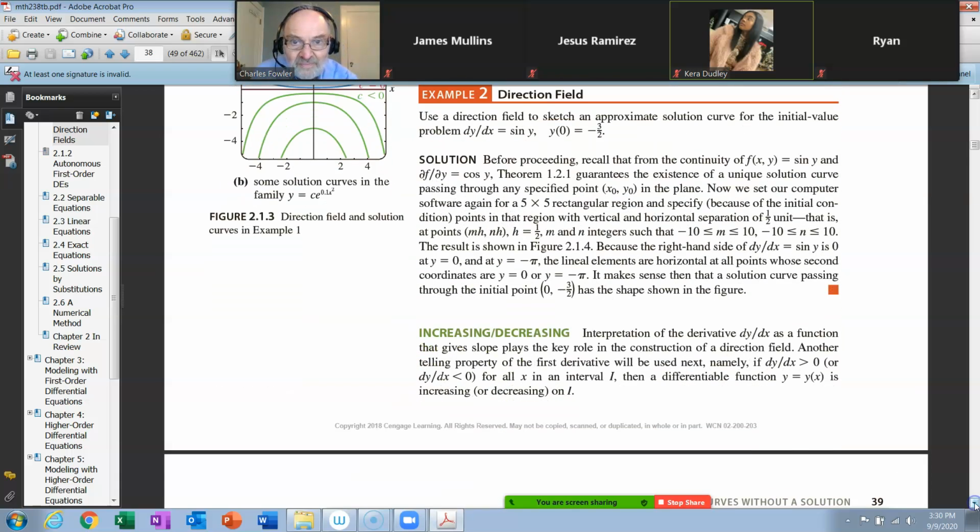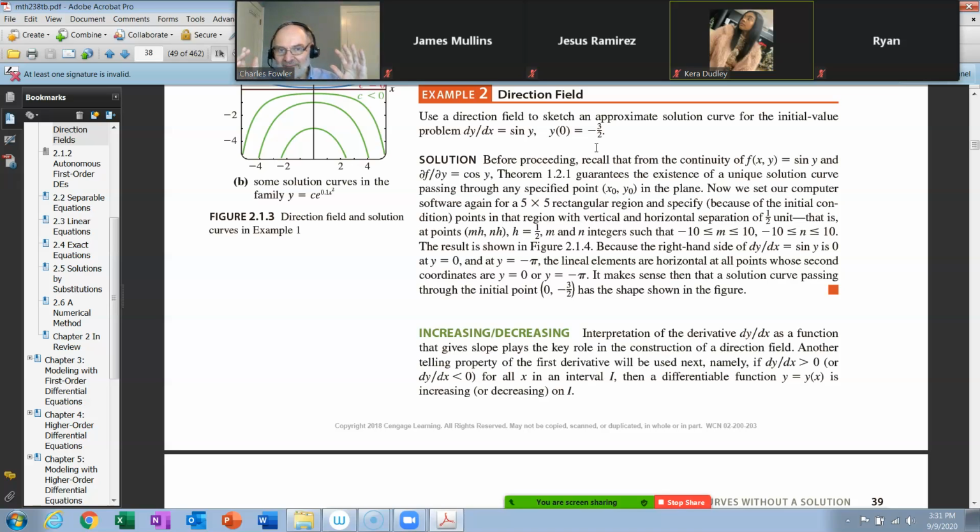Use a direction field to sketch an approximate solution curve for the initial value problem dy/dx is equal to sine y, with initial condition y of 0 equal to minus 3/2. So this is your x value, this is your y value. So dy/dx is equal to sine y, which is sine of minus 3/2.